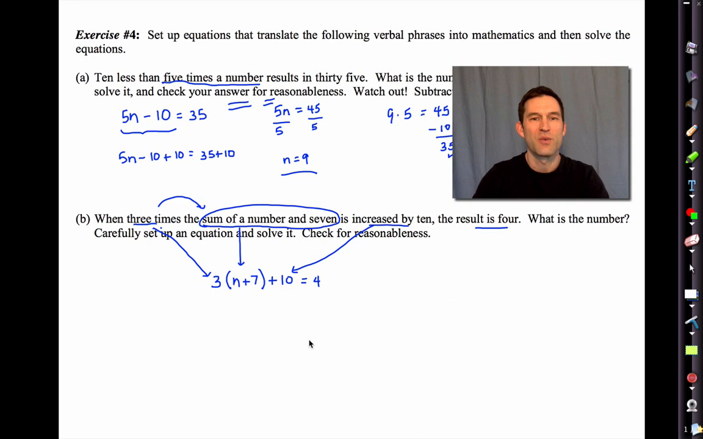Wow, look at that. The trickiest part here are these parentheses. Students will often leave them out, and they get the wrong answer. And it's not even a reasonable answer. Anyway, pause the video now, identify what's been done to n, undo it, and get an answer.